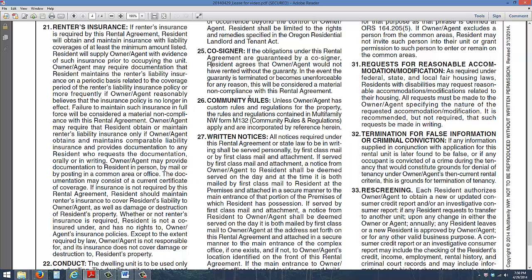Section 26 deals with community rules. It talks about rules for the property that we've set out, and in this case if we haven't set them out, then we would be using a particular addendum here, which will be a separate page that talks about rules and regulations for the community you live in.